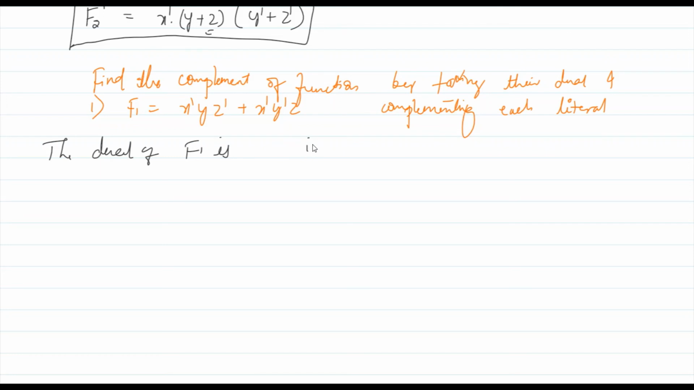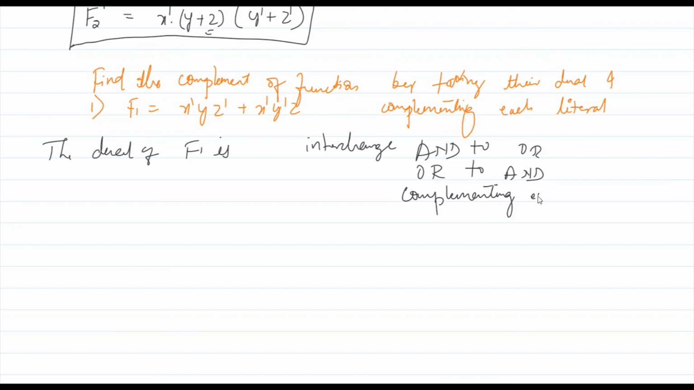So I write here interchange AND to OR, and complementing each literal. Complementing each literal in the sense, if it is a primed literal make it unprimed, if it is an unprimed literal make it prime. That is complementing each literal.